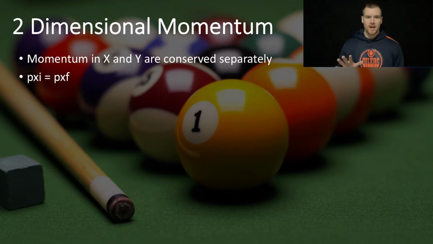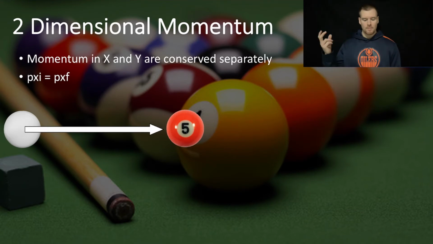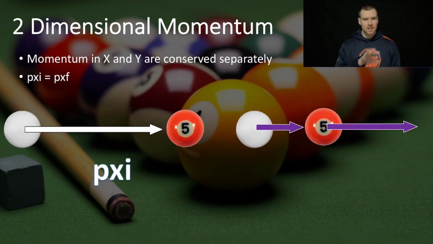So looking at just what happens in x, this is similar to just a hit and rebound collision. I have the white ball moving to the left, colliding with the orange 5 ball, and that's my initial momentum. And at the end, if I'm just looking at the x components, the white cue ball is moving slowly, the 5 orange ball is moving quickly, and those purple arrows add up to our initial white arrow. So momentum in x initial is equal to momentum in x final.